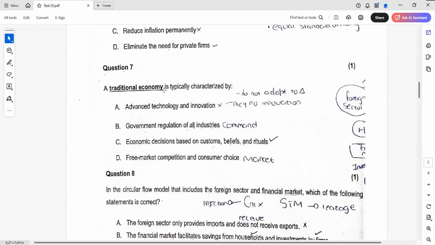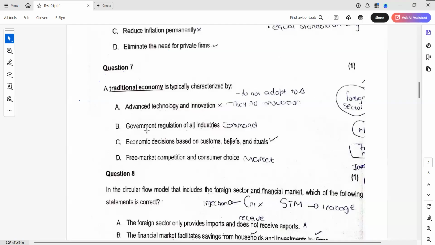So they're saying here a traditional economy is typically characterized by advanced technology and innovation. Definitely no, because one of the characteristics of a traditional economy is that they are rigid and they are slow to adapt to innovation as well as change, because they still rely on traditions and norms, right? So advanced technology and innovation will definitely be wrong.